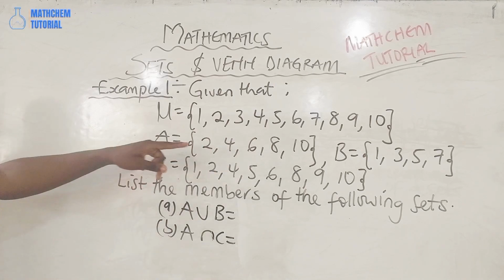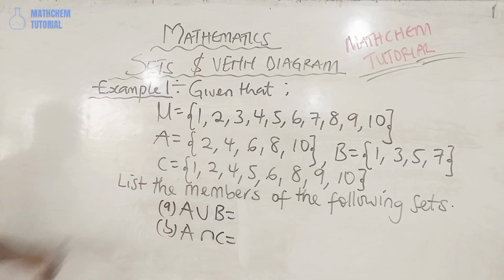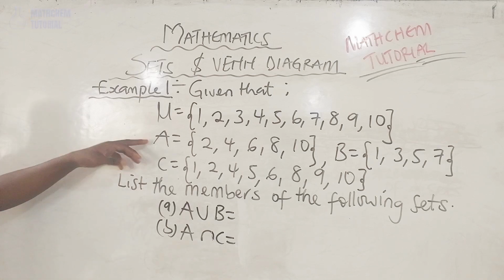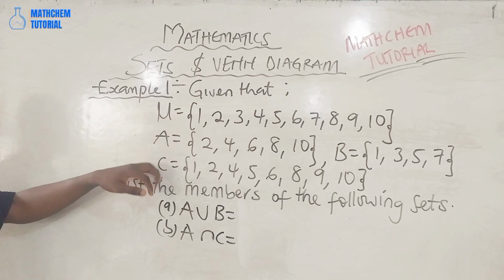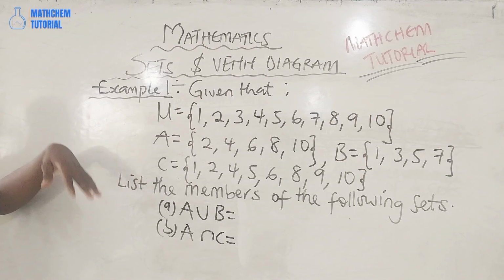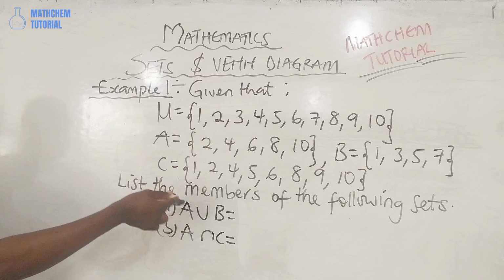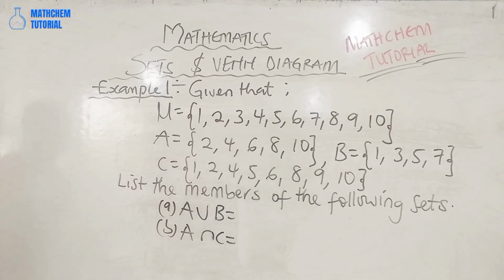Subset B is 1, 3, 5, 7. Remember that subset C is 1, 2, 4, 5, 6, 8, 9, 10. The subset A, subset B, and subset C are all from the universal set. And mind you, you can have more than 2, 3, 4, 5, 6, 7, 8 subsets. It can be subset A, B, C, D, E, F, depending on how the question comes.